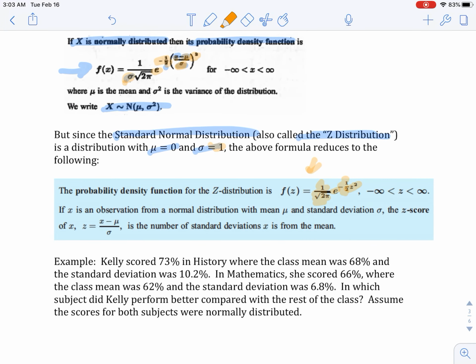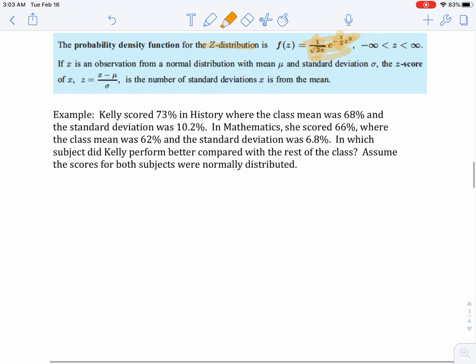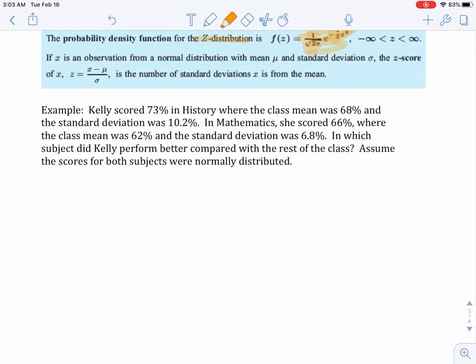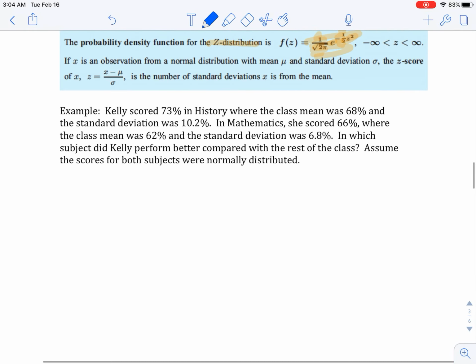So I just wanted you to see that if you have a z distribution, we can take this messy formula and reduce it so that it's a little more reasonable. Okay, so let's jump into the example. The example says Kelly scored 73% in history, where the class mean was 68% and the standard deviation was 10.2. In math, she scored 66%, so her actual percentage was less in math, where the class mean was 62% and the standard deviation was 6.8%.